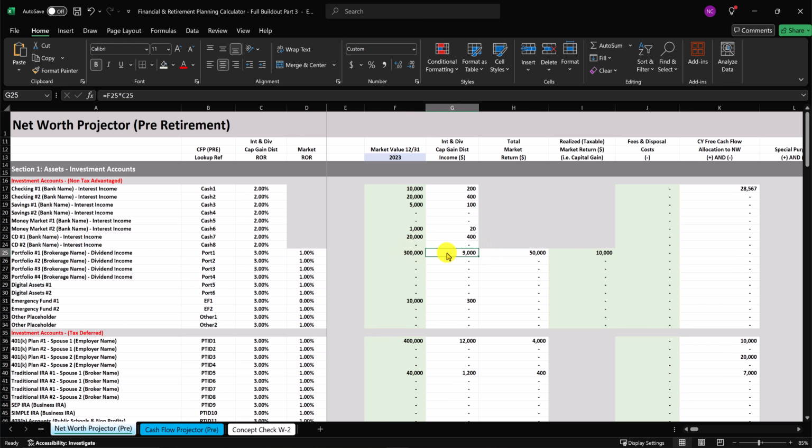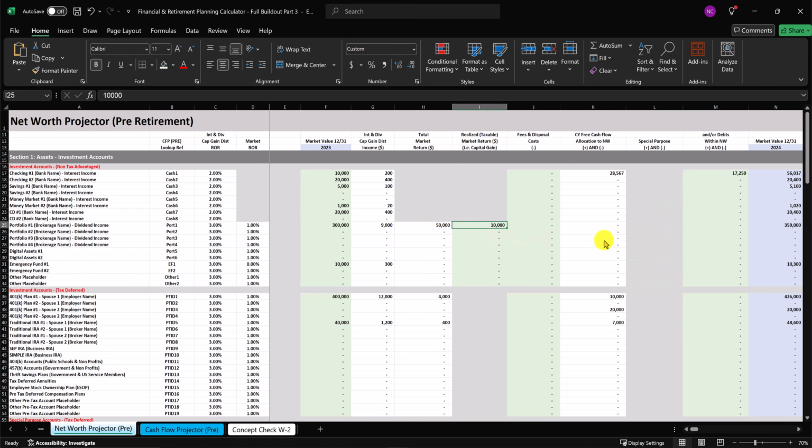$300,000, $9,000, $50,000 of market return. We have that $10,000 of capital gain, which we'll get to on the cash flow projector shortly. Let me make the screen just a little bit smaller so that we can see exactly what this $359,000 of net worth with respect to this portfolio specifically consists of, and it is the $300,000 plus the $9,000 plus the $50,000. And what I want to focus on is this $9,000 specifically.